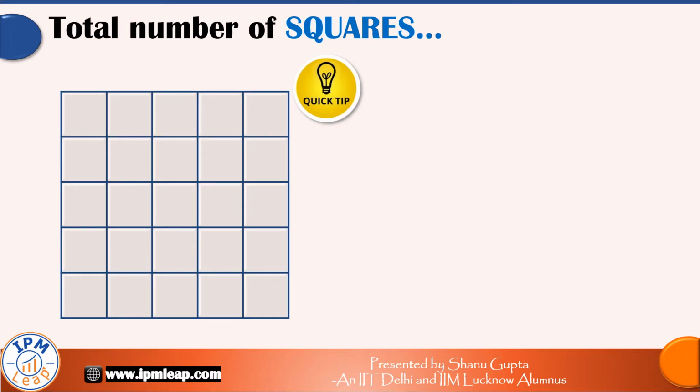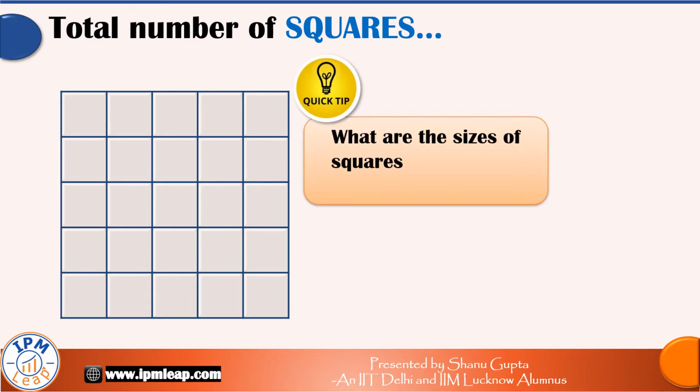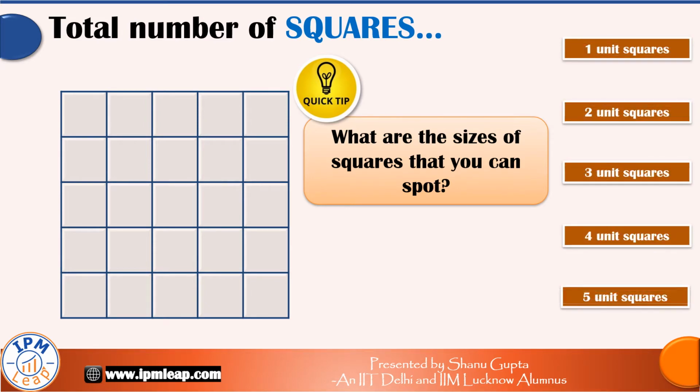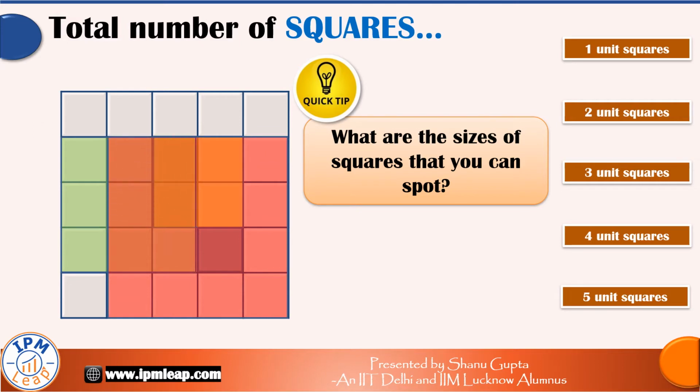Okay. So let's try and estimate the number of squares first. Can you see there are squares of different sizes in this square grid? In this grid, the very obvious squares that you can locate are the 1 unit squares. But that's not it. There are other squares as well. Like you can see this 2 unit square, this 3 unit square, the 4 unit square, and of course, the biggest one of them all is the boundary of this grid, the 5 unit square.